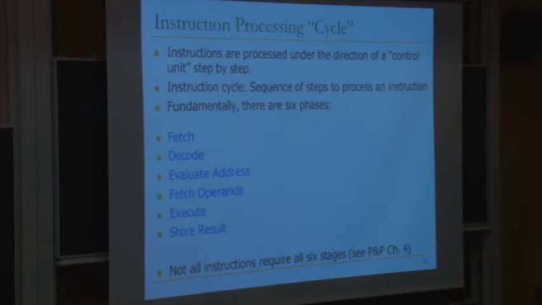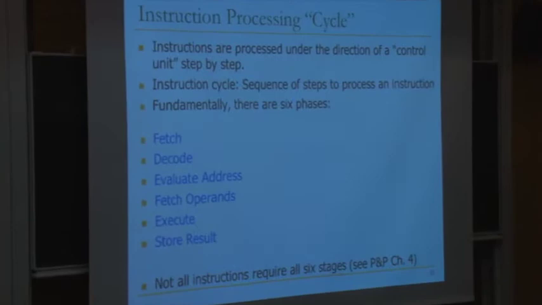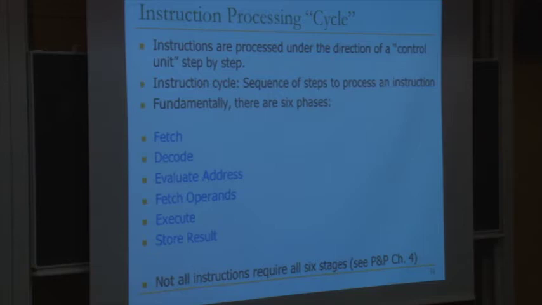Okay, we've already covered this very briefly on the blackboard in an earlier lecture. But what is an instruction processing cycle? Instructions are processed under the direction of a control unit step by step. And you will implement that control unit in your second lab, as well as the data path. An instruction cycle, not to be confused with a machine clock cycle, is the sequence of steps to process an instruction. Fundamentally, there are six phases.